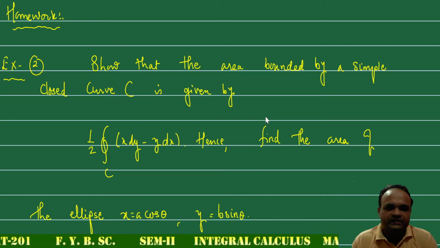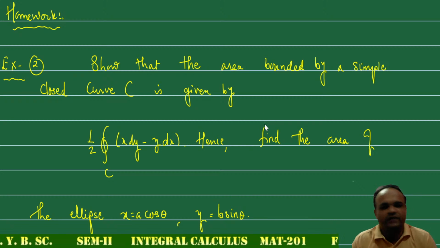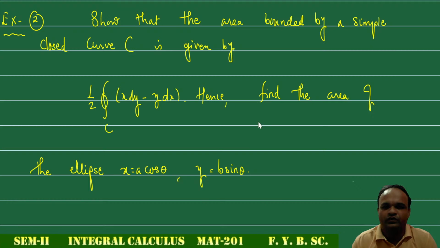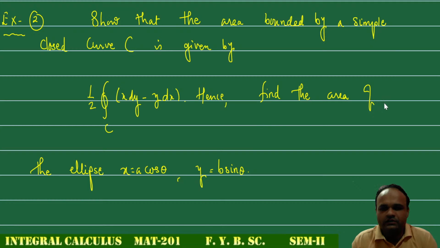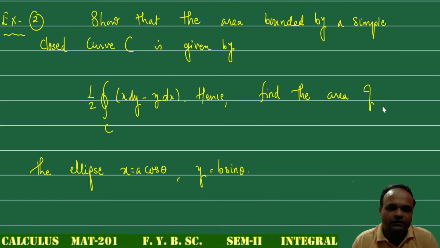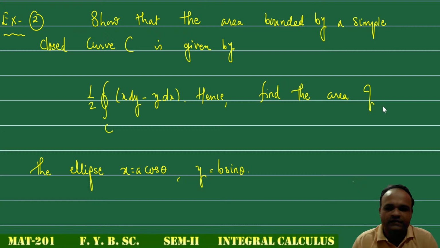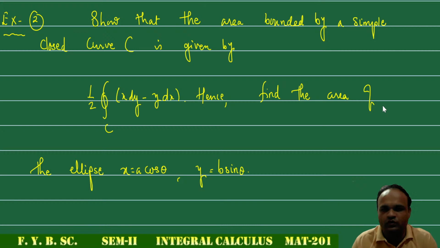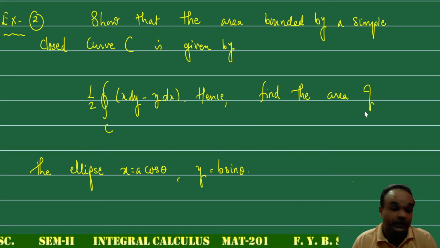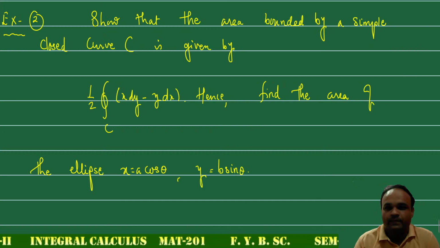Again, there is one more example on Green's theorem. You can solve this example as homework, and this is the end of this topic, that is Stokes theorem and Green's theorem. It also concludes chapter number 7, that is integral transformation, and this course, MAT-201 integral calculus. So I will stop here.